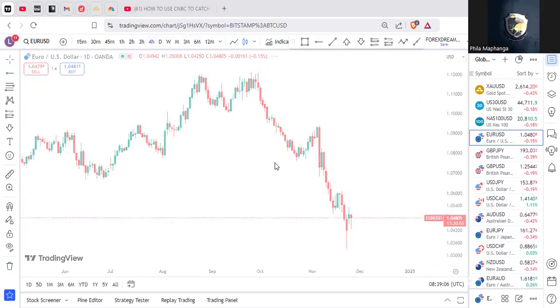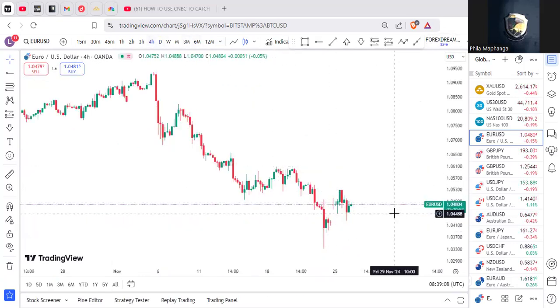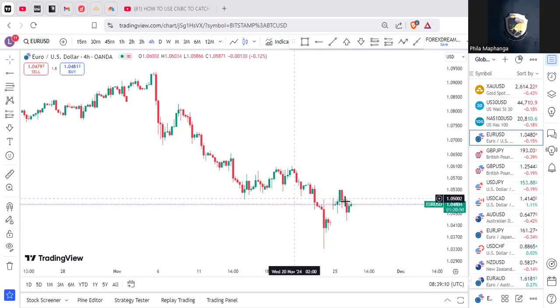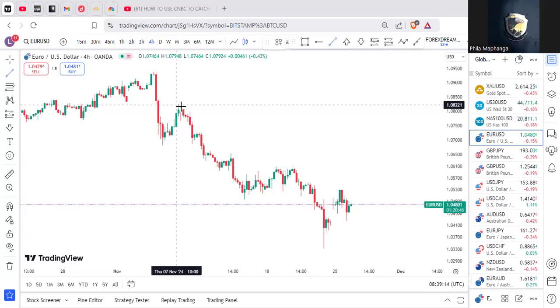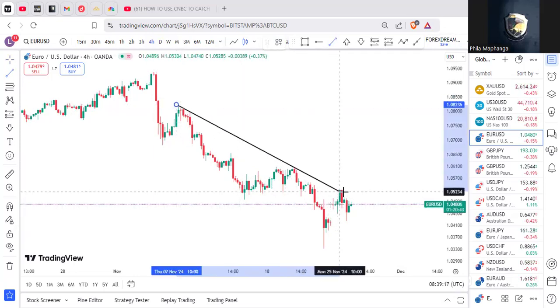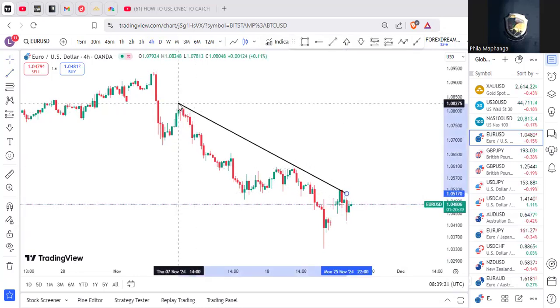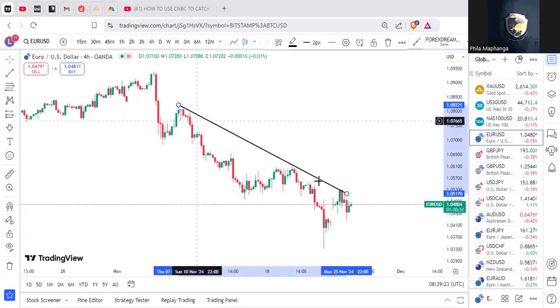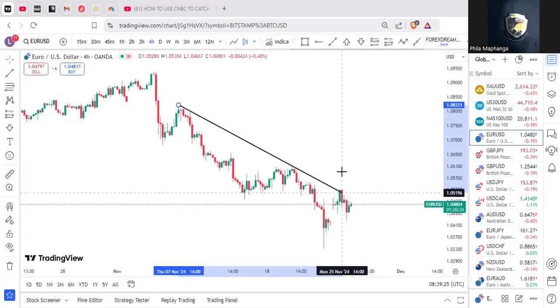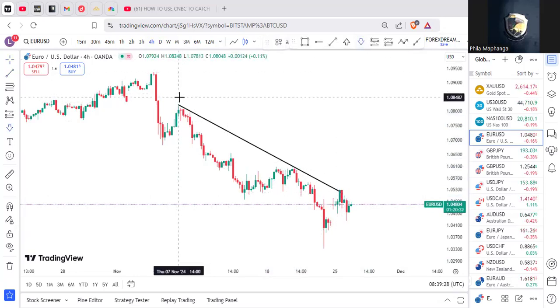Now we'll move to 4-hour time frame. This is 4-hour time frame. What else do we have on this particular time frame? Let's add the trend line to see what we have. Exactly. Can you see the trend line? Just adjust it a little bit, guys. So this is how the trend line looks.